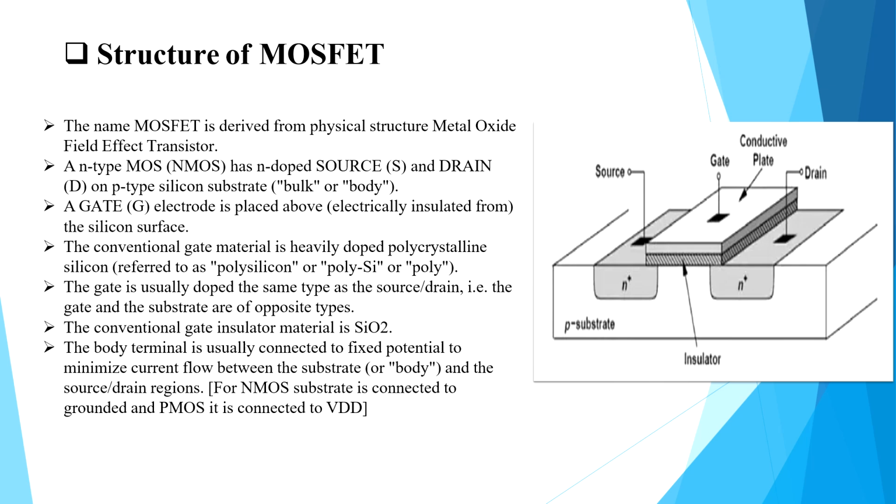The gate is usually doped the same type as the source or drain. That is, the gate and substrate are of two opposite types. The conventional gate insulator material is silicon dioxide. That's why the name came, metal oxide. So the body terminal is usually connected to a fixed potential to minimize current flow between the substrate and the source or drain regions.